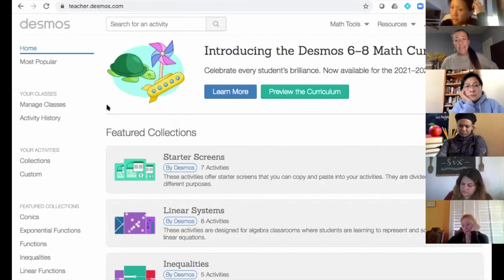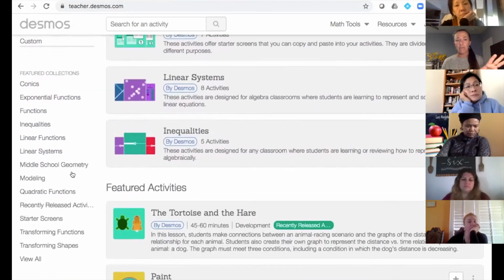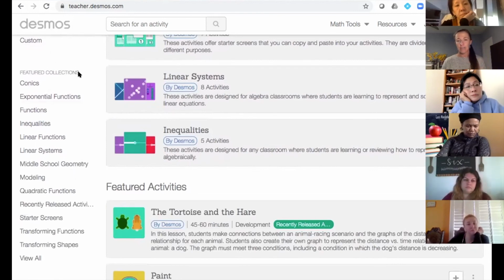So let's say I wanted to do something on systems of equations with my students because I know that's coming up. Well, if you look over here on the left-hand side, you've got a lot of different menus, but one of them is called featured collections. All of these represent pre-made, already made and vetted activities that you can tap into. You don't have to do anything. You don't have to create anything. So let's say, hey, linear systems, perfect.